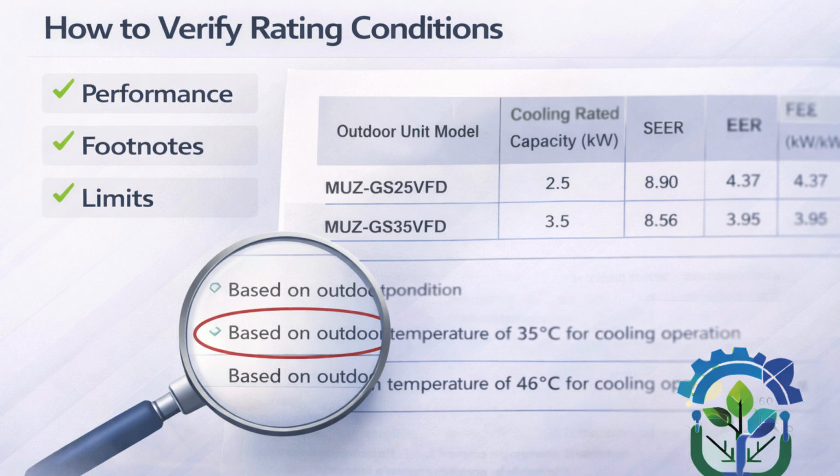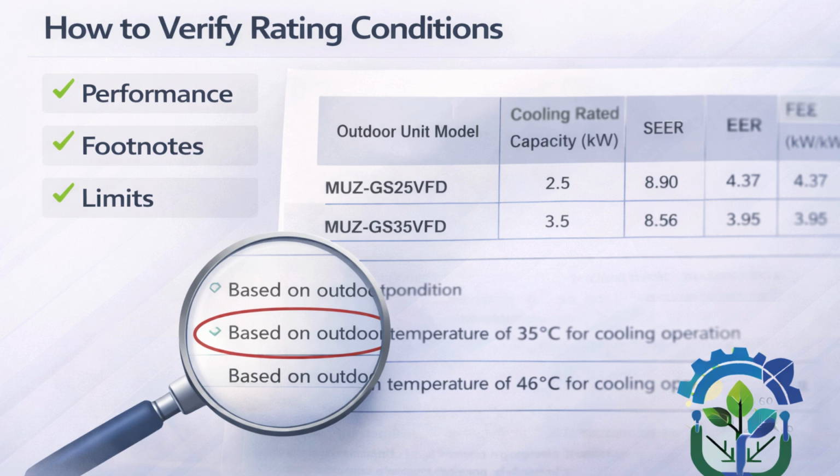Step 2 would be reading the rating conditions. Okay, this is very important. In small text or footnotes, you'll always find something like cooling capacity at outdoor conditions 35 degrees Celsius and cooling capacity at outdoor conditions 46 degrees Celsius. So 35 would be T1 and 46 would be T2 or T3. You need to check further. If the data sheet does not mention the outdoor temperature clearly, do not assume compliance.